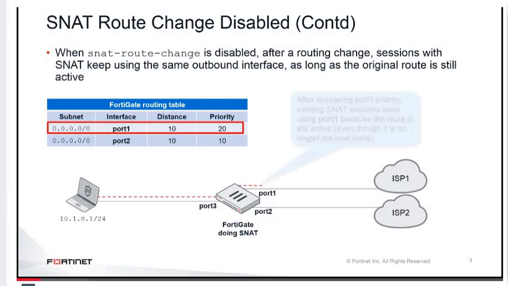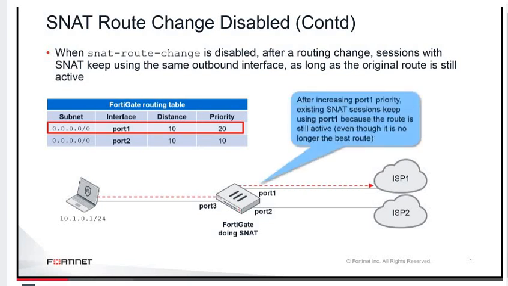If you increase the priority assigned to port 1 to a value that is higher than the value assigned to port 2, and if SNAT route change is disabled, all new sessions start using port 2 because it has the lowest priority. However, all the existing sessions continue to use port 1.